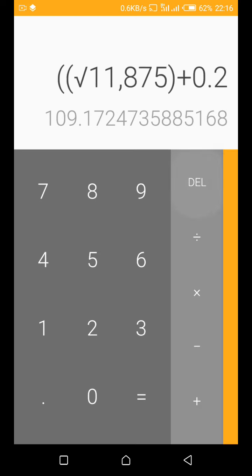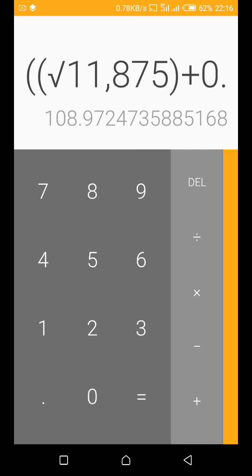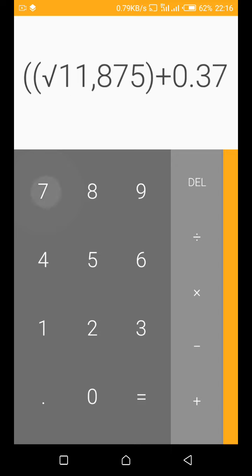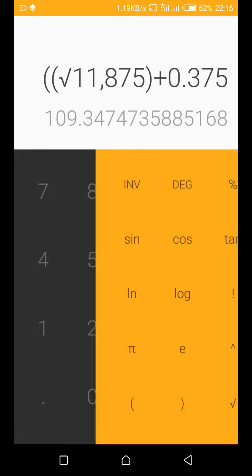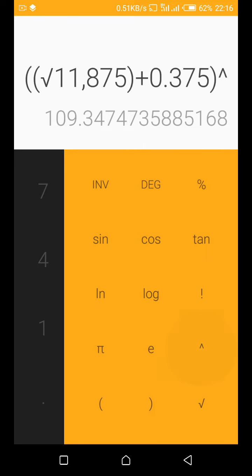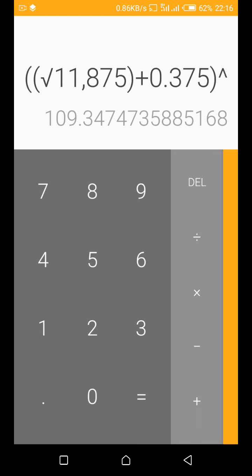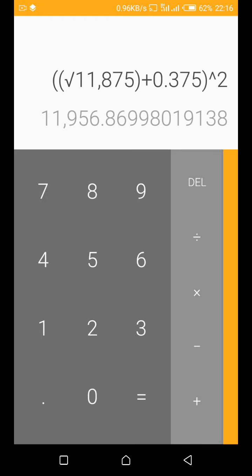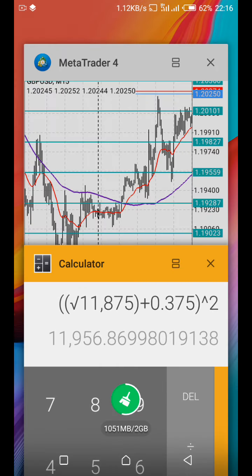The third level will now be 0.375, I think so. Yeah, this is the third level. So that's it.